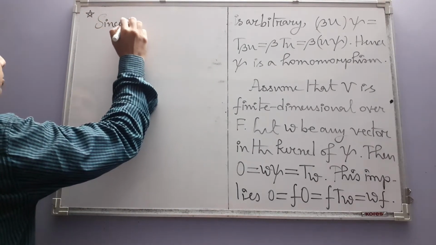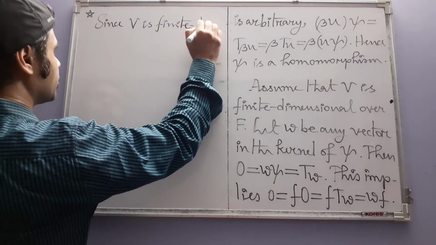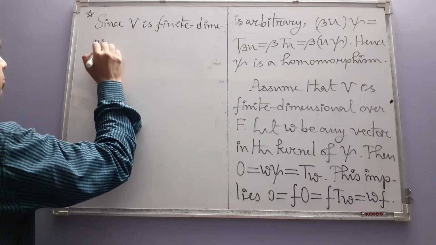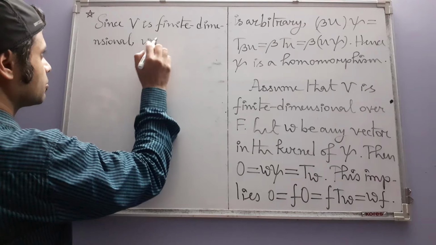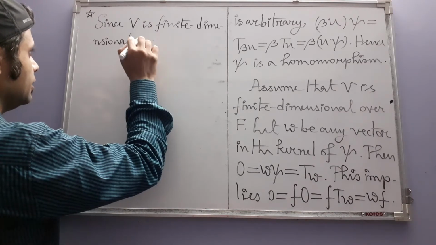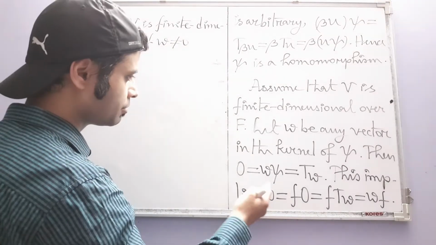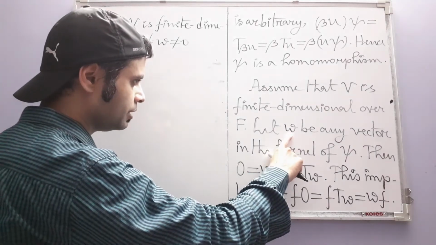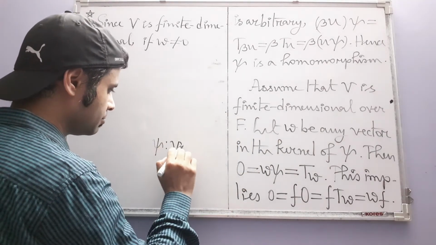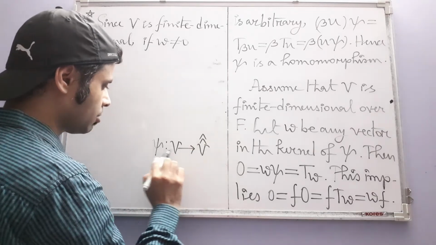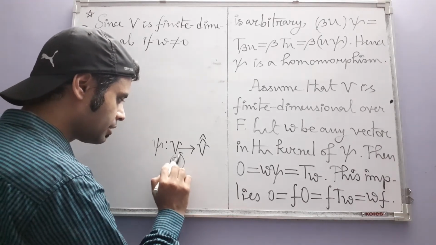Since V is finite dimensional, if W is not equal to 0, if W is a non-zero vector, because you see, we have chosen W to be any vector in the kernel of psi, because psi is a mapping from V into the double dual, the second dual of V. So the kernel is a subspace of the domain. So that means ultimately W is here in V.